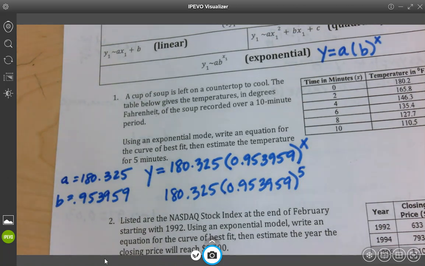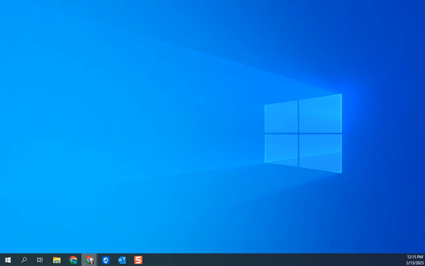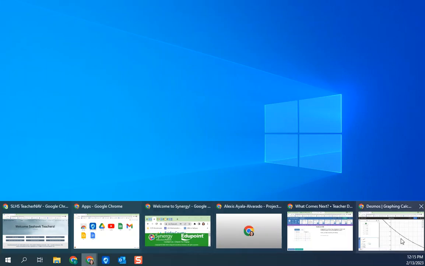142.46. Okay, does that make sense looking at your table of values? Because it should be between the 4 minutes and the 6 minutes. Yeah? Okay. All right, write it on your paper. I'm going to do the problem too.